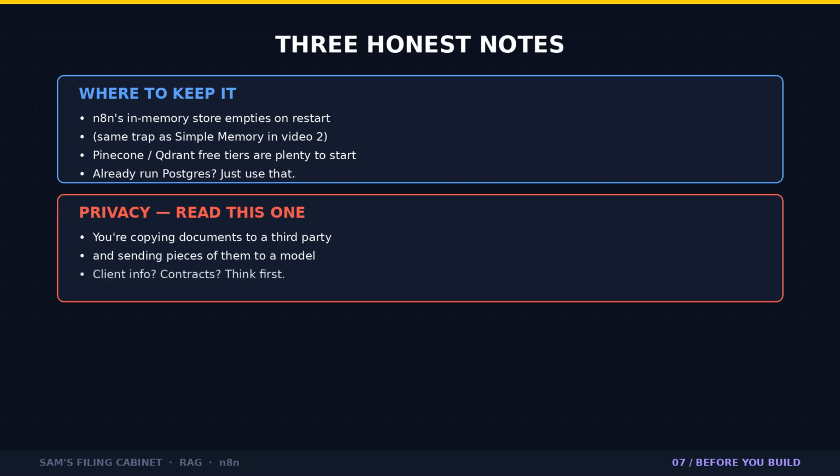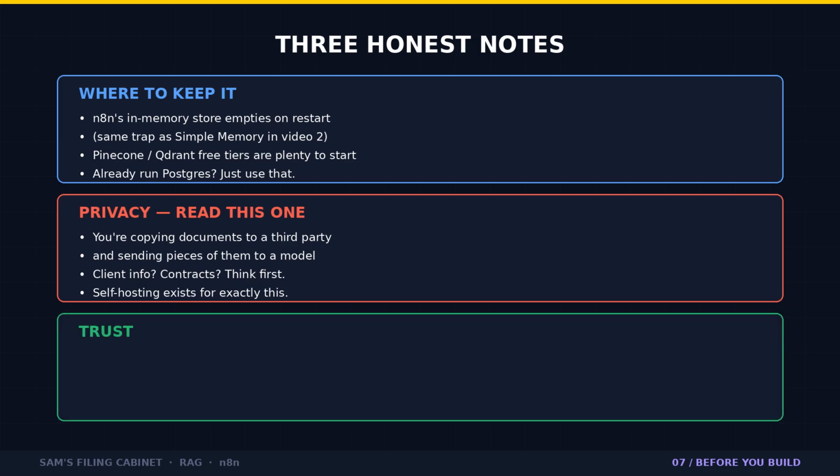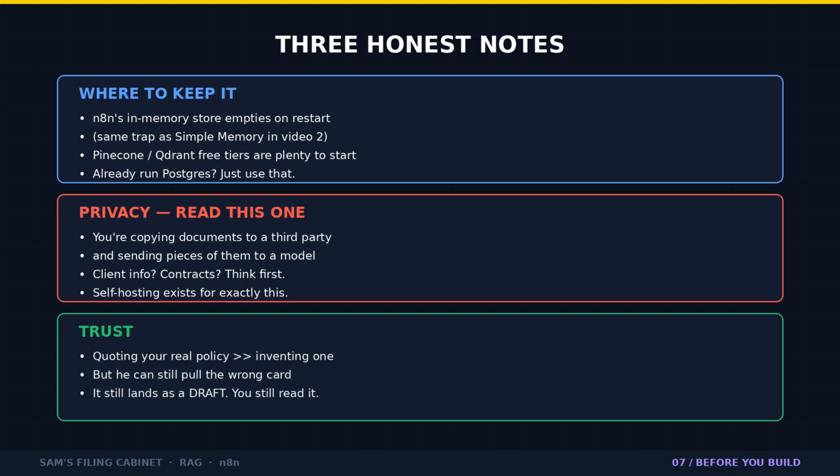On privacy, and this one matters, you are about to copy your documents into a third-party service and send pieces of them to a model. If those documents contain client information, contracts, or anything confidential, think carefully before you do that. Self-hosting exists precisely for this reason. And finally, on trust. Sam quoting your refund policy from an actual document is a huge upgrade over Sam inventing one. But he can still misread a card or pull the wrong one. Everything still lands as a draft.